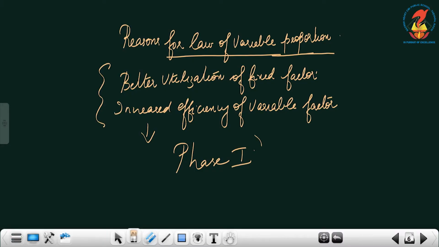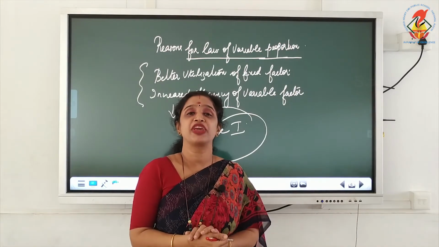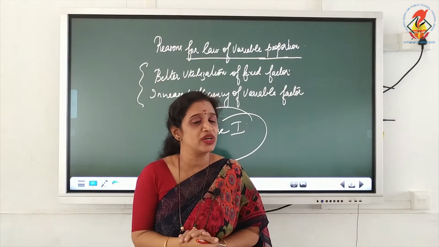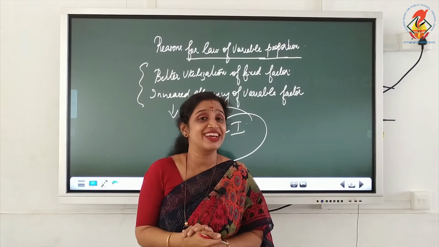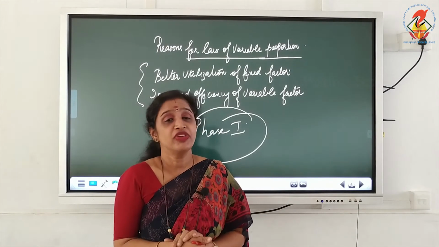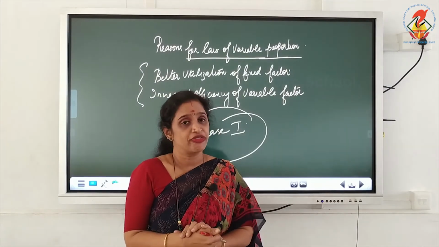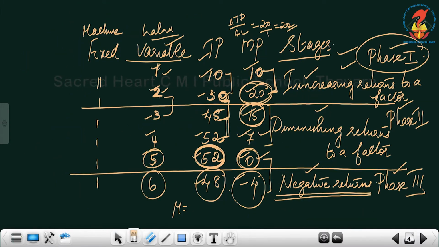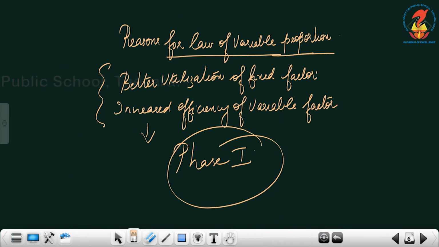So we will learn first for phase 1. What is the peculiarity of phase 1? TP increases at an increasing rate. Why does TP increase at an increasing rate? We need to know the reason, isn't it? So first 2 units of labor. In the table you can find for the first 2 units of labor, TP is increasing at an increasing rate from 10 to 30, and we have written it as the stage of increasing returns.